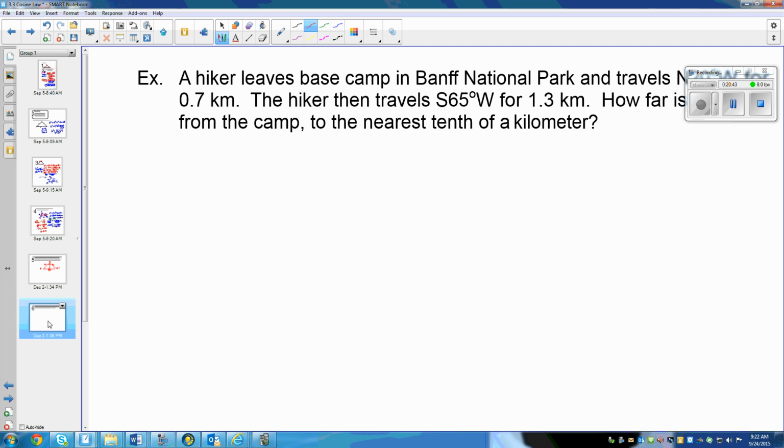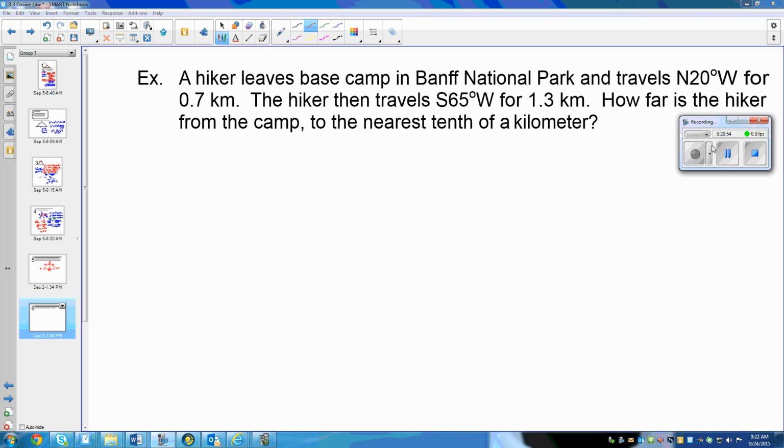The last question, because I was just drawing triangles, I know you can do cosine law. A hiker leaves base camp in Banff National Park. He travels north 20 degrees west for 0.7 kilometers. Then the hiker travels south 65 degrees west for 1.3 kilometers. How far is the hiker from the camp to the nearest tenth? So what do you have to do?